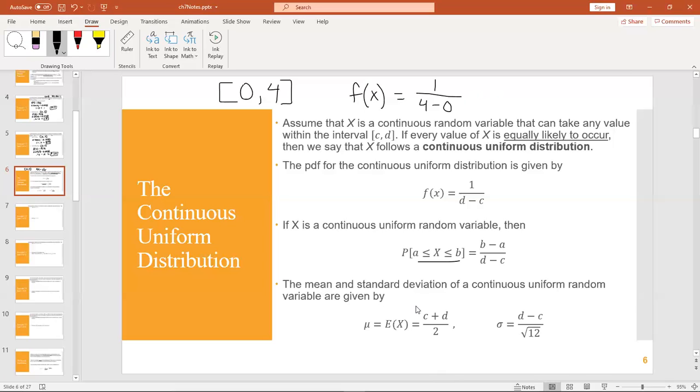You can calculate the mean for this. It happens to be C plus D divided by 2. The standard deviation is D minus C over the square root of 12. We're not going to get into the gory details of where that formula comes from and just why on earth it's root 12 of all things. Just kind of go with the flow and just accept the fact that that's the formula that'll tell it to you.